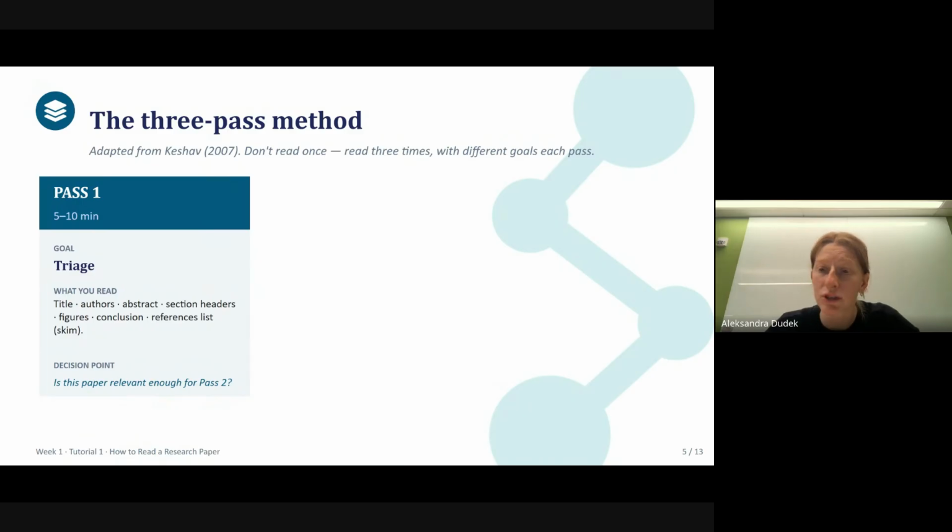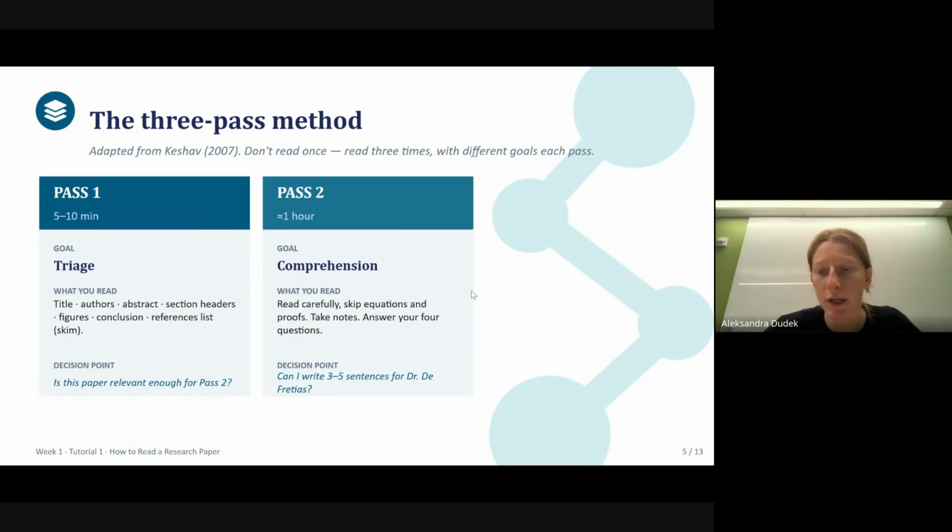And so this pass should take maybe 5 to 10 minutes. We'll do an example of what this first pass might look like in a second. I think it's on the next slide. But this pass should give you, again, those answers to those 4 questions, which can then give you enough information to decide whether it's worth continuing into Pass 2.